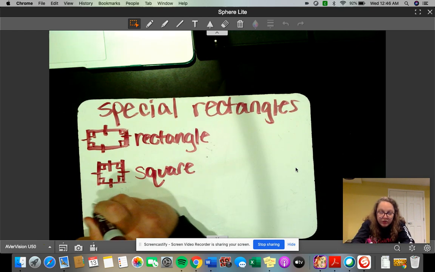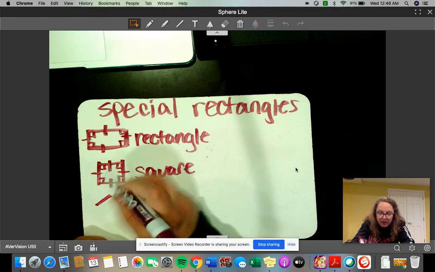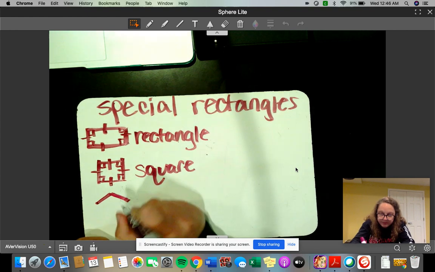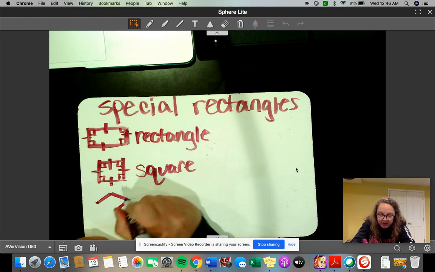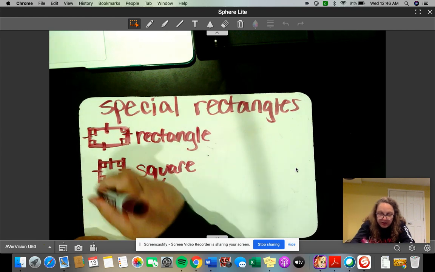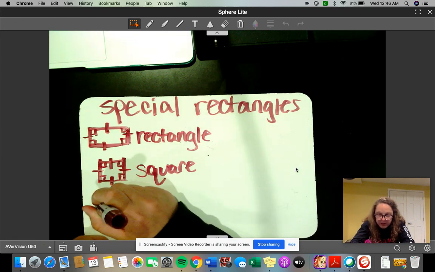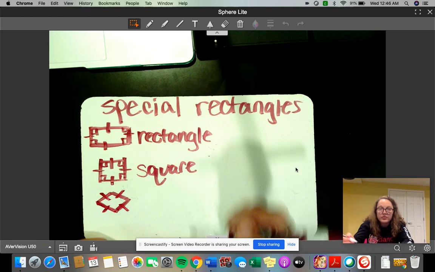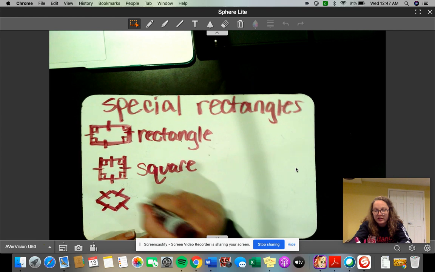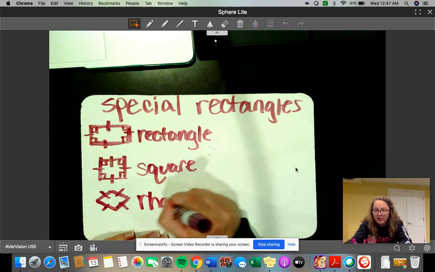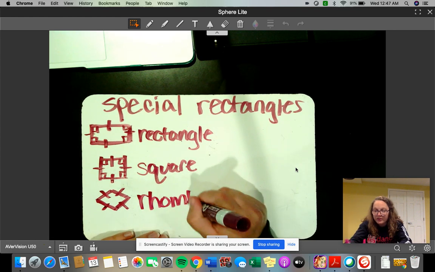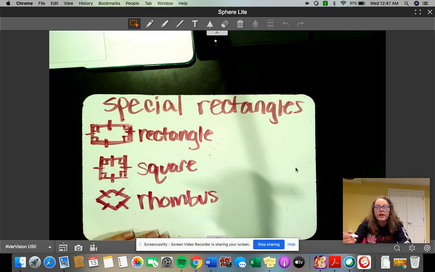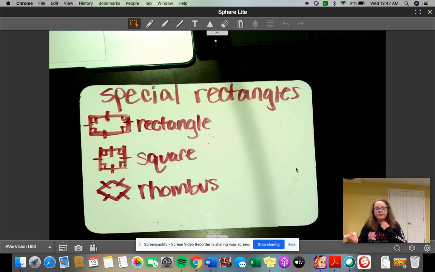All right, the next one we are going to talk about is a rhombus. Now, a rhombus is different because it has 4 equal sides. They are all the same length. But with a rhombus, you don't have to worry about the square corners. They don't have to have square corners.